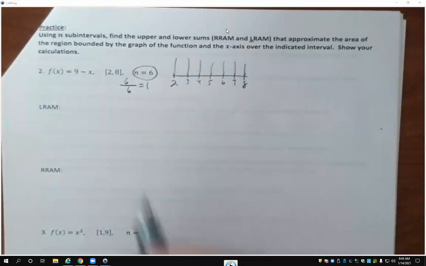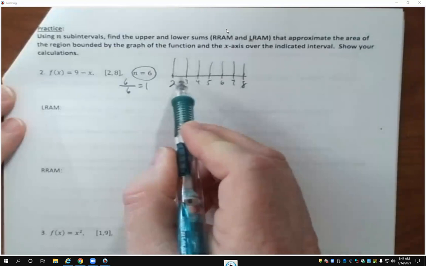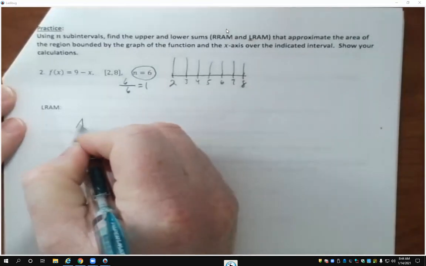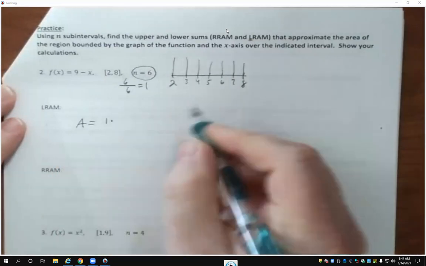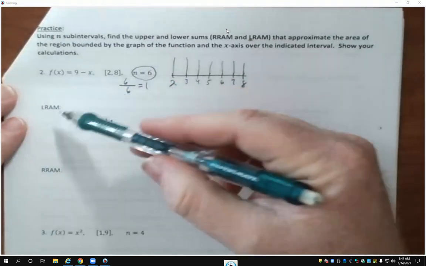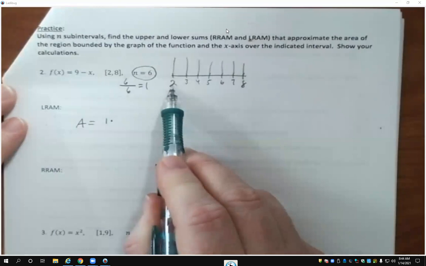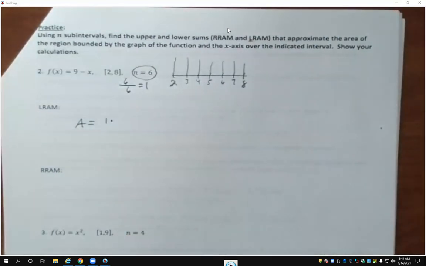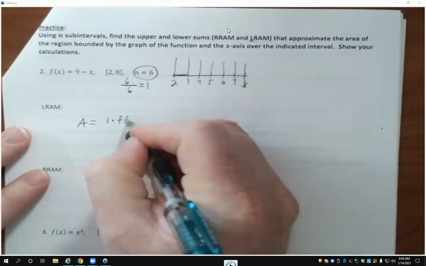All right, from there, we're using LRAM. The base or the width of every rectangle is 1. So we're going to write area equals 1 times. And when we're using LRAM, we're going to start with our very left number. That's an x value, and we want to find f of that x value. So we're going to multiply the base here times f of 2.